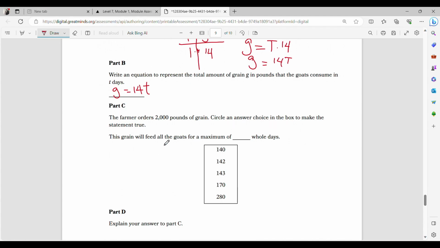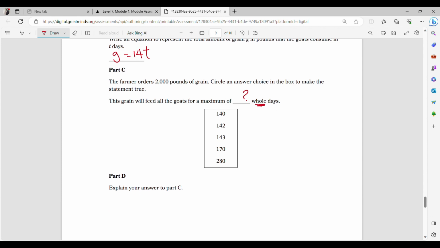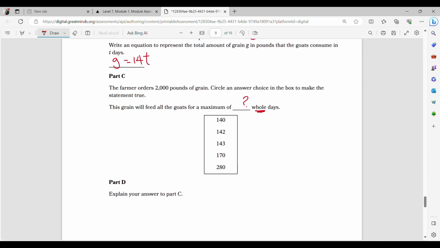The farmer orders 2,000 pounds of grain. Circle an answer choice in the box to make the statement true. This grain will feed all the goats for a maximum of how many whole days? Whole days. They put that there for a reason. Must mean something. Alright, let's figure this out. We can do this one of two ways. We've been practicing proportions, so we're going to do it that way.